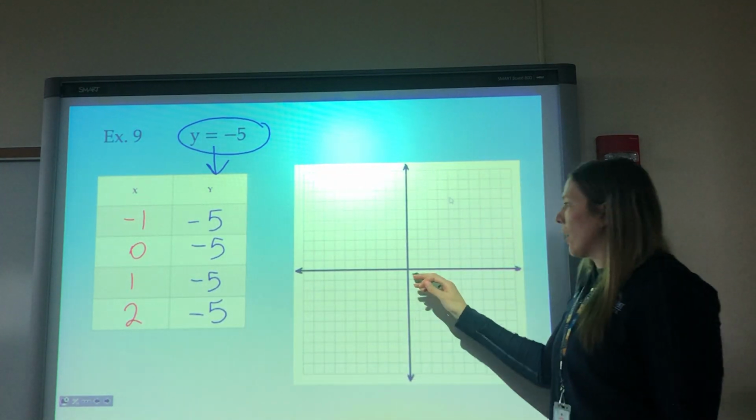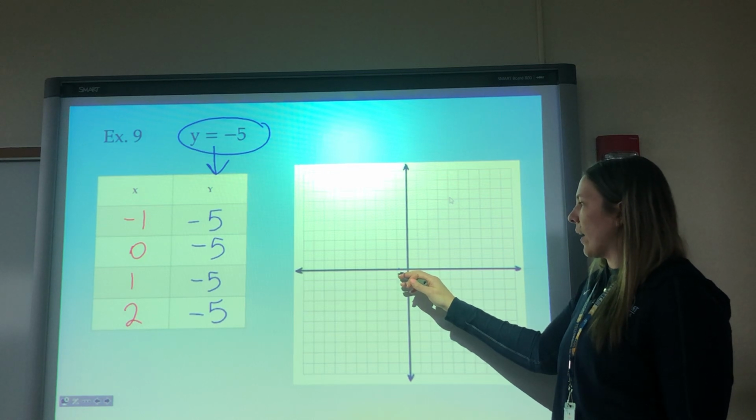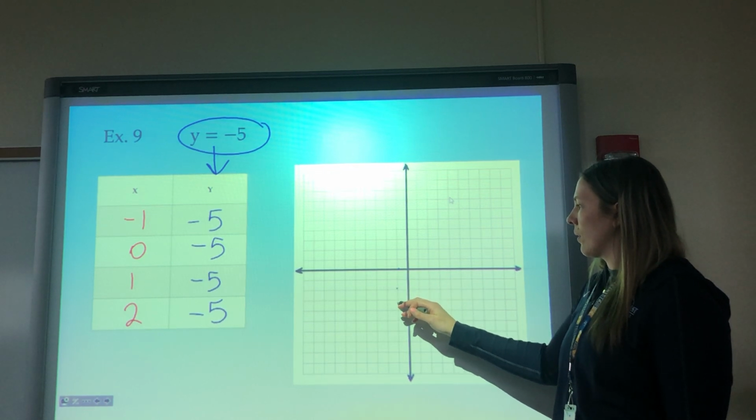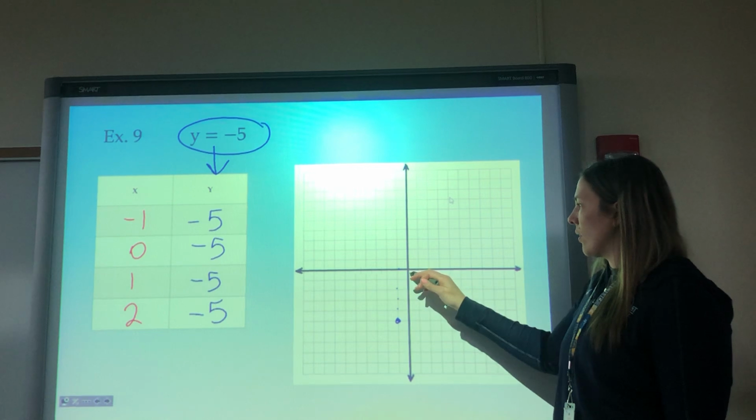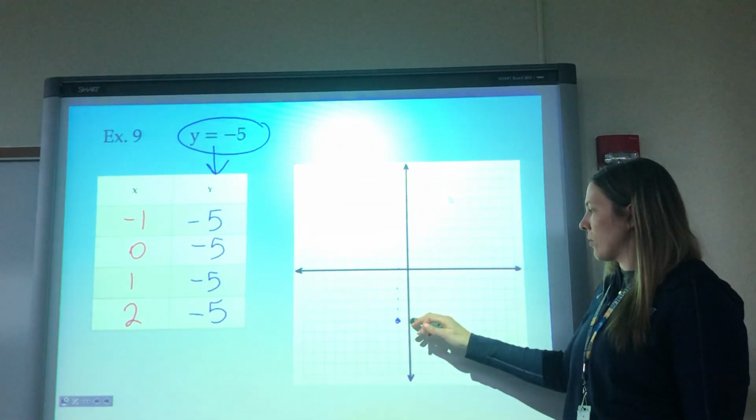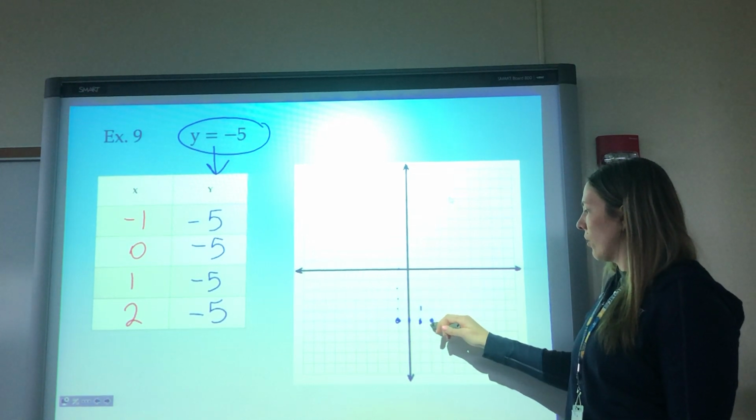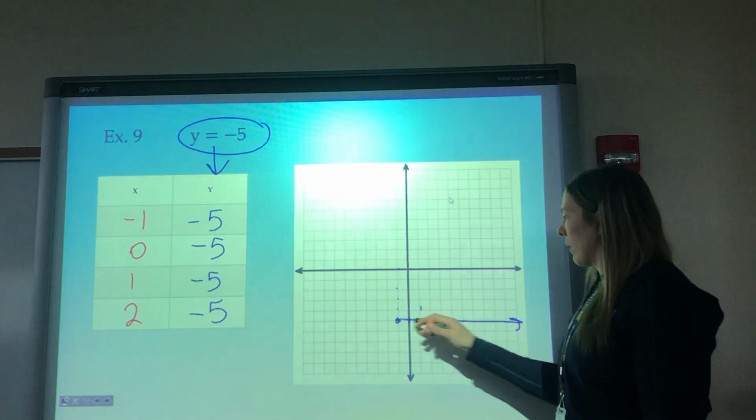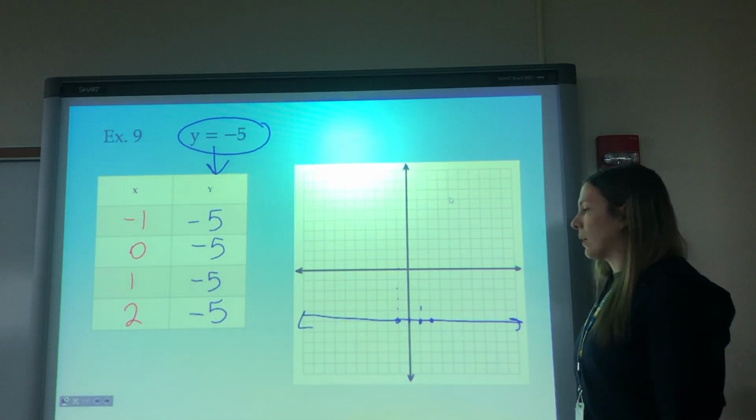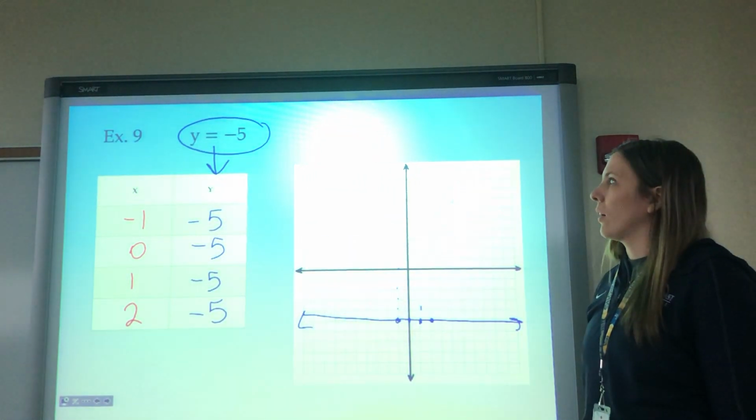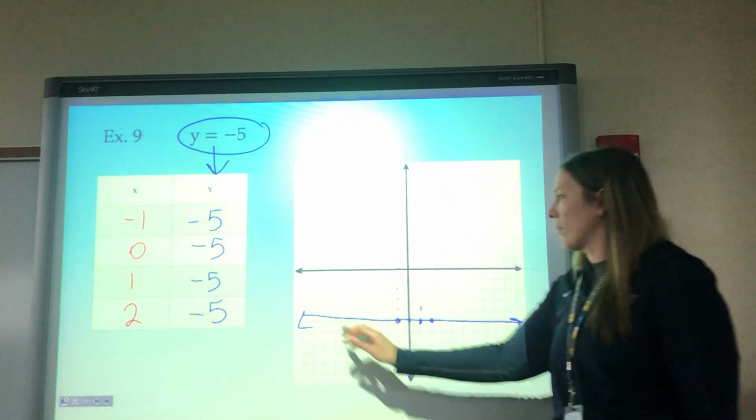Graph that. So -1 is left 1, -5 is down 5. 0, -5. So don't go left or right at all. Just go down 5. 1, -5. And 2, -5. And there's our line. Ooh, kind of straight across. Okay, y equals -5 is our horizontal line.